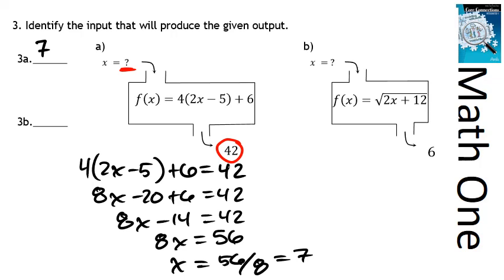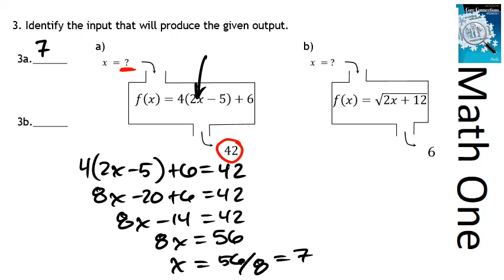And if I plug that back into the original problem, I can verify that. 2 times 7 is 14. 14 minus 5 is 9. And then 4 times 9 is 36, 37, 38, 39, 40, 41, 42. Add 6 to it and you get exactly 42.